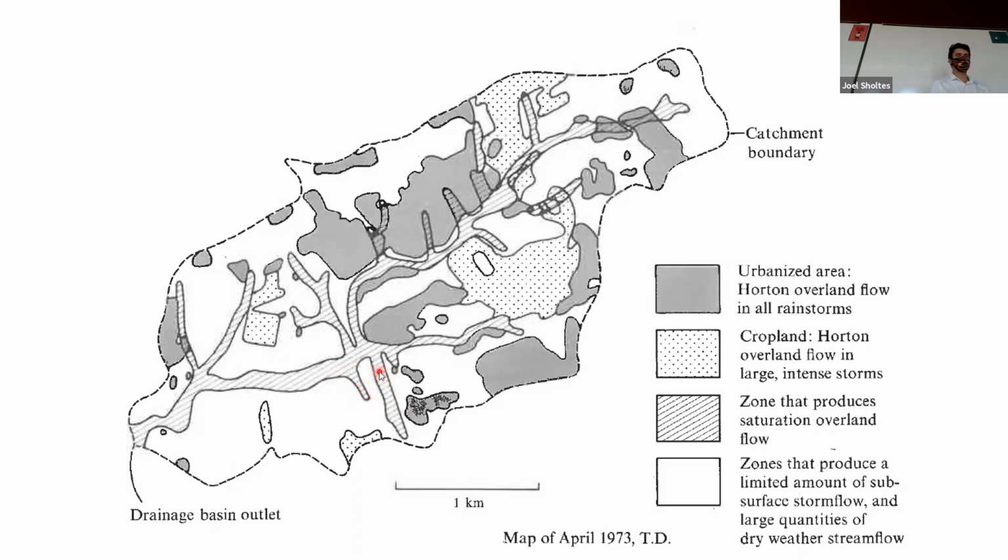So these different types of overland flow play out spatially across a watershed. And also we saw that seasonally, right? You're going to have more areas that are wet during wetter periods of the season.